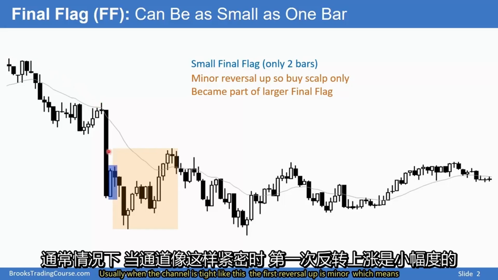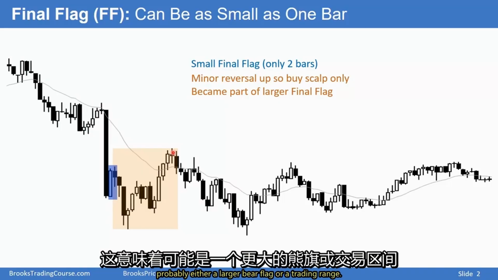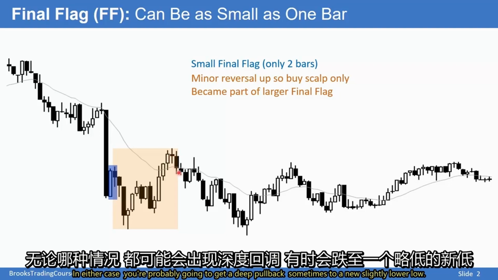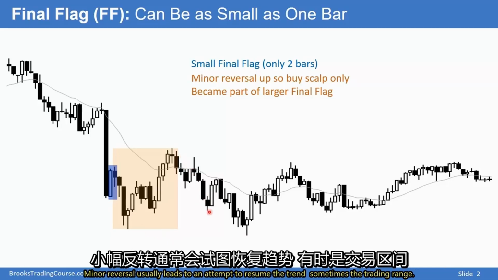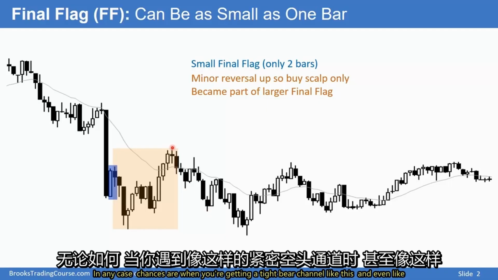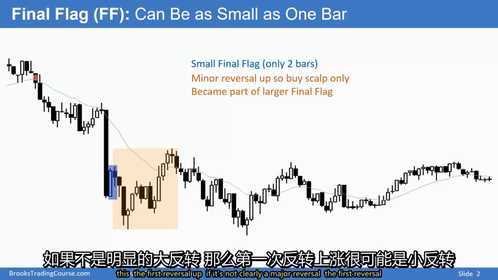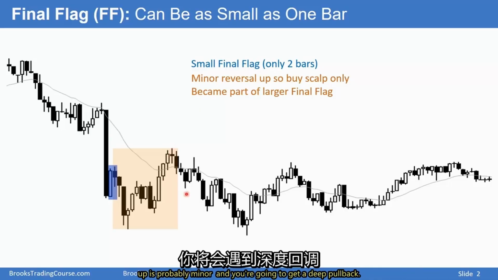Usually when the channel is tight like this, the first reversal up is minor, which means probably either a larger bear flag or a trading range. In either case, you're probably going to get a deep pullback, sometimes to a new, slightly lower low. Minor reversal usually leads to an attempt to resume the trend, sometimes the trading range. In any case, chances are when you're getting a tight bear channel like this, the first reversal up, if it's not clearly a major reversal, is probably minor, and you're going to get a deep pullback.